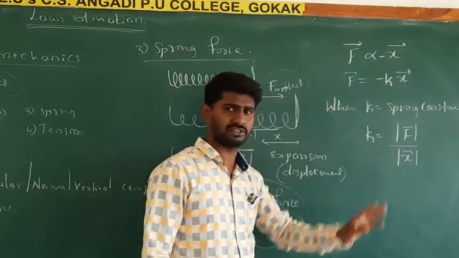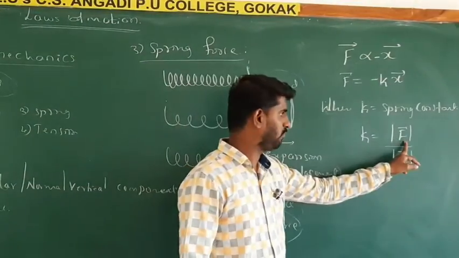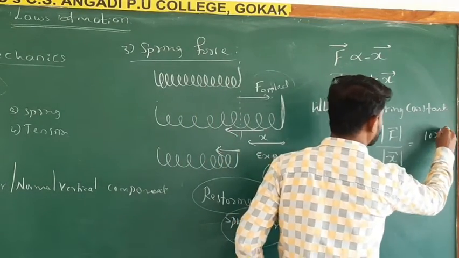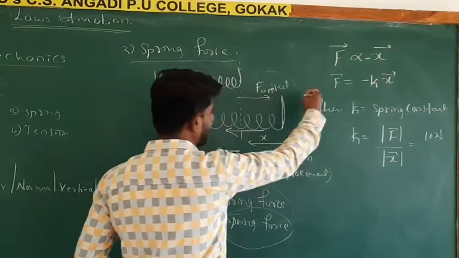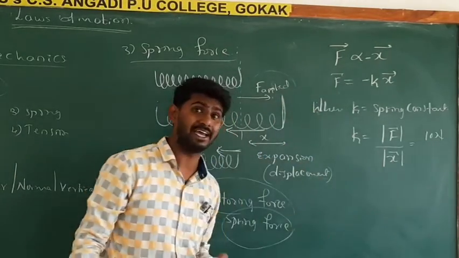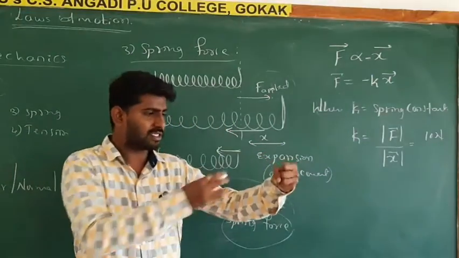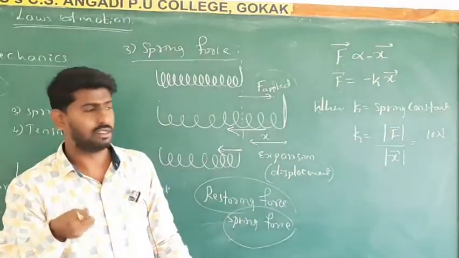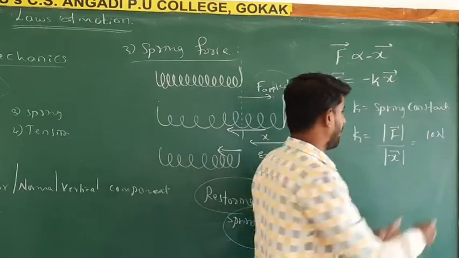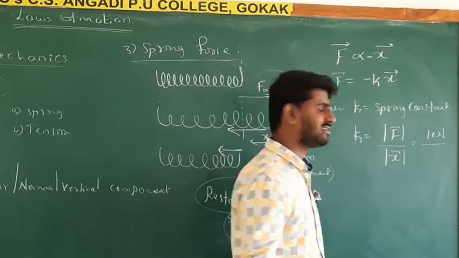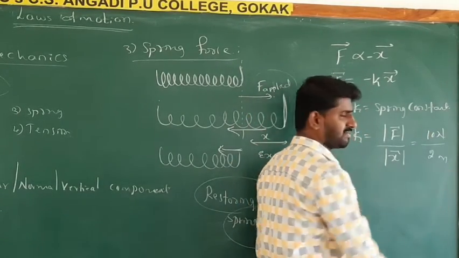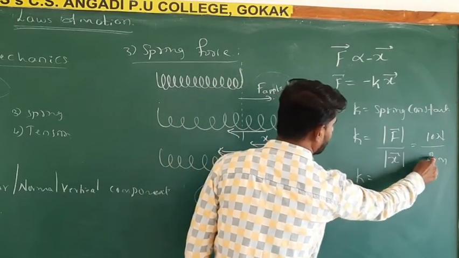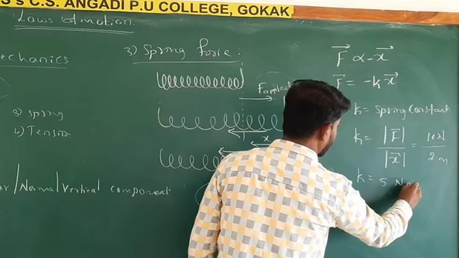How to define the spring constant? This is the total force divided by total displacement. Like I applied 10 Newton force in this direction. So how much restoring force may develop? Applied force and restoring force are equal and opposite. If it is 10 Newton, this is also 10 Newton. So restoring force is 10 Newton divided by how much displacement? I simply said this is 2 meter displacement. What's the value of k? K value is 10 by 2. This is 5 Newton per meter.